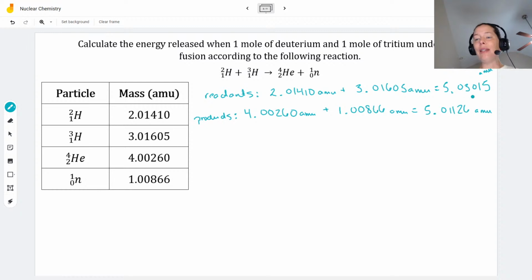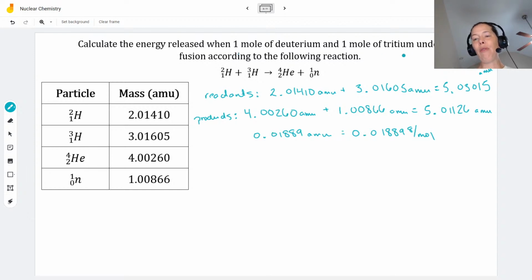So what is the difference between these two masses? We're just going to subtract those two numbers, and we get a difference in mass of 0.01889 AMU. Now, depending on how recently you have used AMU, AMU is equivalent to grams per mole. So we can always also write this as 0.01889 grams per mole.